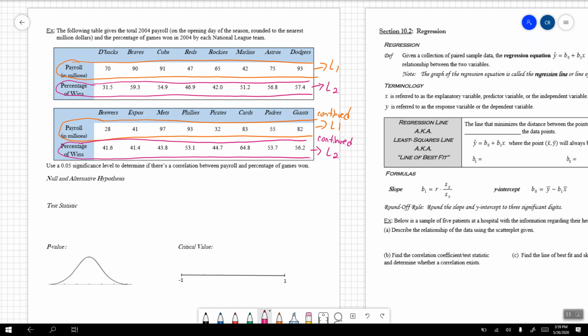Here we are. All right, so again, I got the correlation coefficient from the calculator, which was 0.4822, from the TI-84. Nice. So let's go through and state the null and alternative hypotheses.